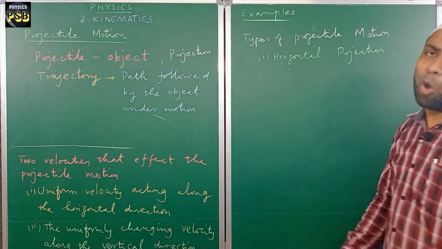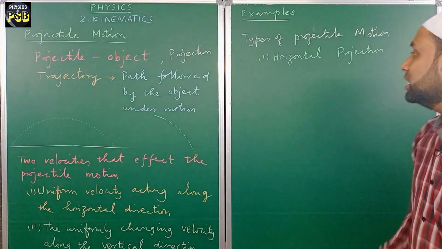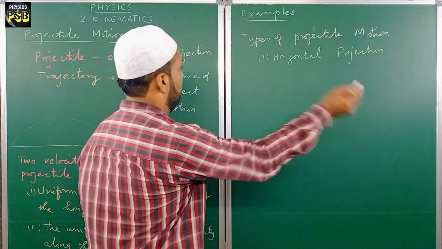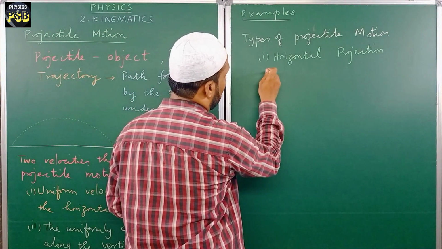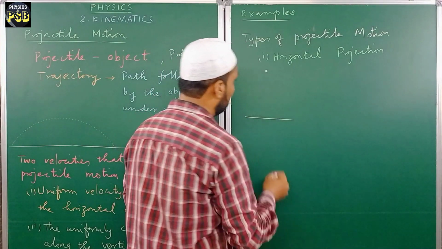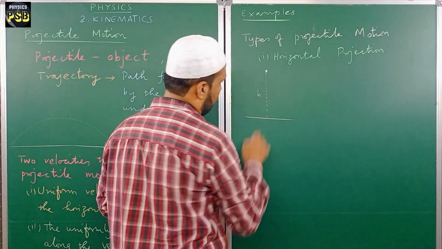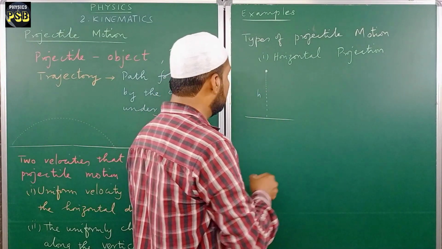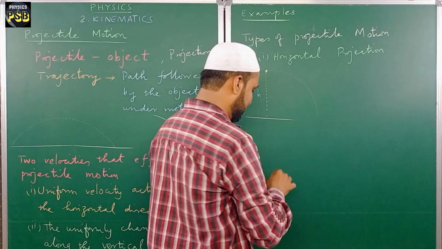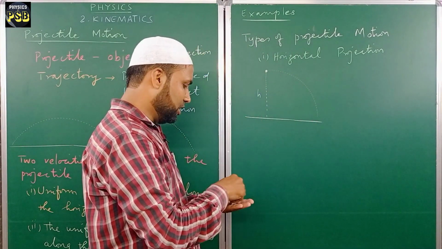Suppose there is an object thrown with some initial velocity along the horizontal direction. Then it is called horizontal projection. How does it appear? Something like this. Suppose you are throwing an object from a point at a certain height from the ground. This is the ground, and here the object is kept at a certain height h. If you throw it with some initial velocity along the horizontal, it will follow this path. So it is an example of horizontal projection.